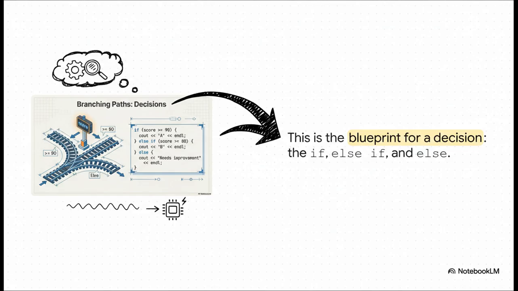If the answer is true, boom, it runs the code for an A grade and then totally ignores the rest of this block. If it's false, it just moves on to the next question, the else if. And if none of those conditions are true, the else block at the end is our fallback, our default path. This structure is the very core of a program's intelligence.